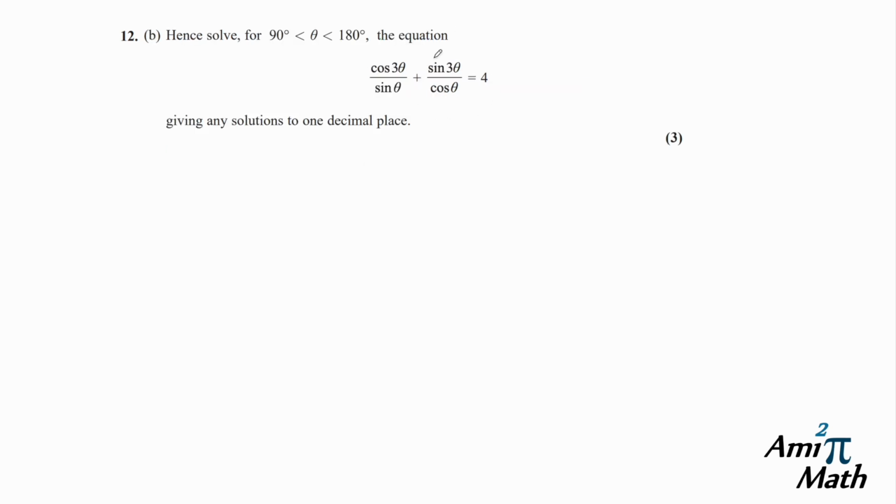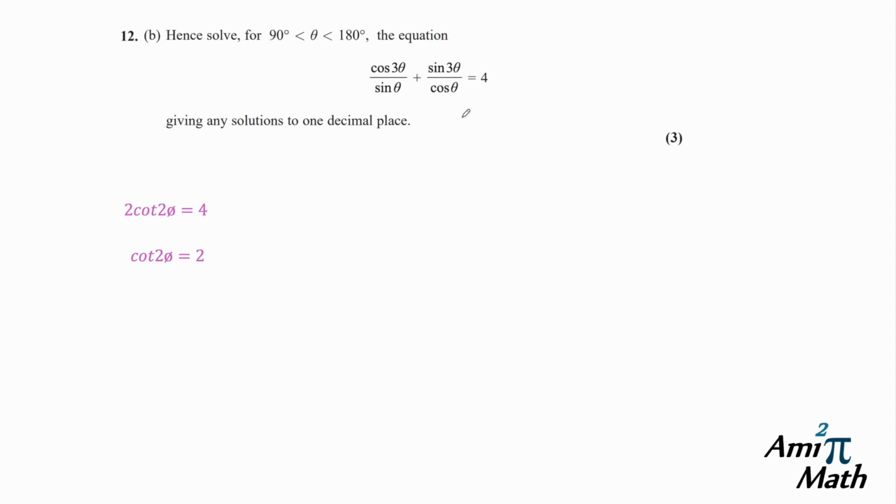Hence, solve for 90 degrees less than theta less than 180 degrees, the equation that we were given before, equal to 4, giving any solutions to one decimal place. So this is what we got before. This part is equal to 2 cot 2 theta, and that is equal to 4. Then we can work this out by dividing by 2 on both sides. Cot 2 theta equals 2.